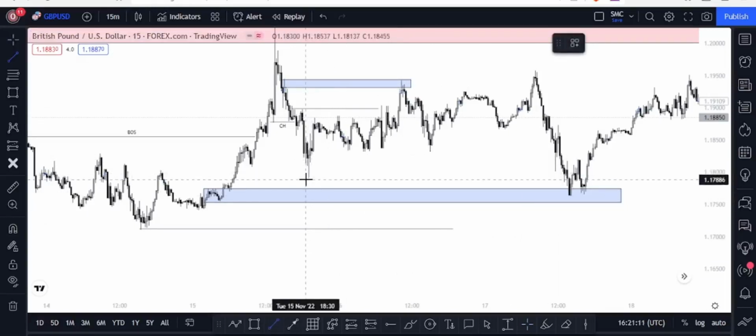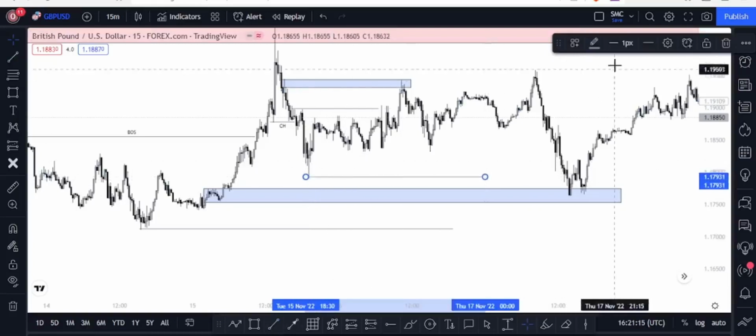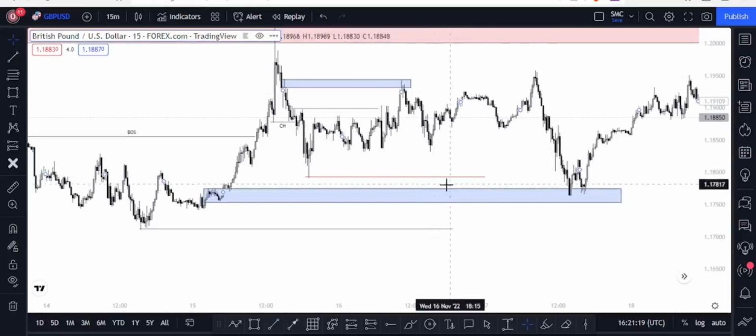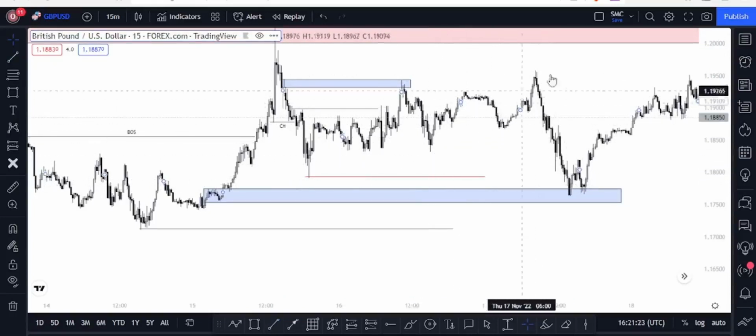This is still our minor structure low here, still intact. All right, let me use red again for that. It's still intact. That's a minor structure low here. It's still intact. And before you know it, price now went up.